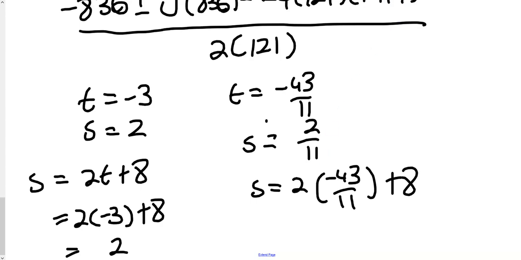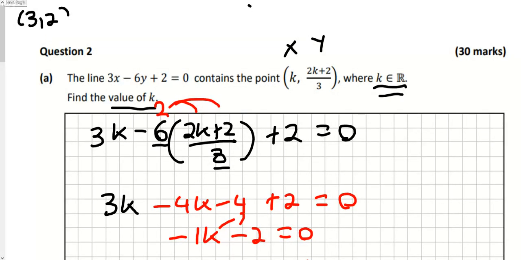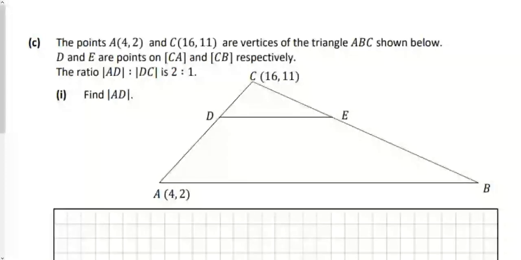Okay, and unfortunately, we're still not done. We're on to the next question. Point A is 4, 2, C is 16, 11, and they are the vertices of triangle ABC shown below. D, E are points on CA and CB respectively. The ratio of AD compared to DC is 2:1. Find the length of AD.